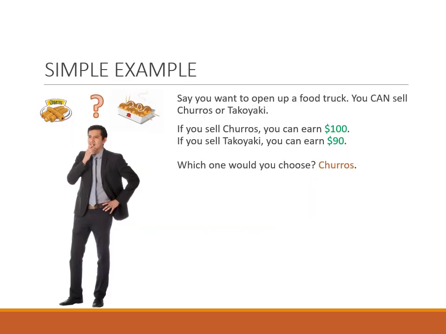All right, now let's start with a simple example. Let's say that you want to open up a food truck business and you have the options of selling churros or takoyaki. And if you sell churros, you can earn 100 bucks, for example. And if you sell takoyaki, you can earn 90 bucks. So which one would you choose? So in this condition, it's quite straightforward. You would choose to sell churros because you will earn more, right?